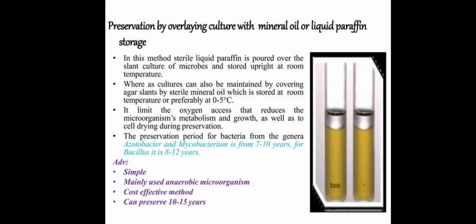Preservation by overlaying cultures with mineral oil or liquid paraffin. In this method, sterile liquid paraffin is poured over the slant culture of microbes and stored upright at room temperature, whereas cultures can also be maintained by covering the agar slant with sterile mineral oil, stored at room temperature or refrigerated at 0.5 degrees Celsius. It limits oxygen access, which reduces the microorganism's metabolism and growth, as well as cell dying during preservation. Advantages: simple, mainly used for anaerobic microorganisms, a cost-effective method, can preserve for 10 to 15 years.